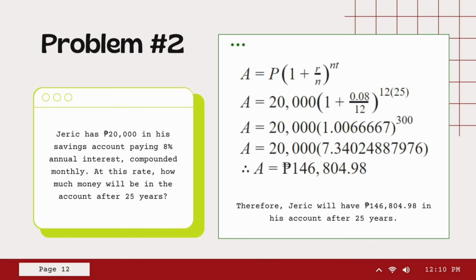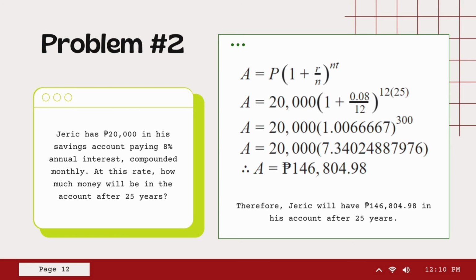Now, let us solve for the next requirement, which is the future value of his account after 25 years. We will use the same formula, steps, and values, except for time, which is now 25 years. A is equal to P times quantity 1 plus R over N to the power of NT. First, we substitute the values. It becomes A equals 20,000 times quantity 1 plus 0.08 over 12 to the power of 12 times 25.